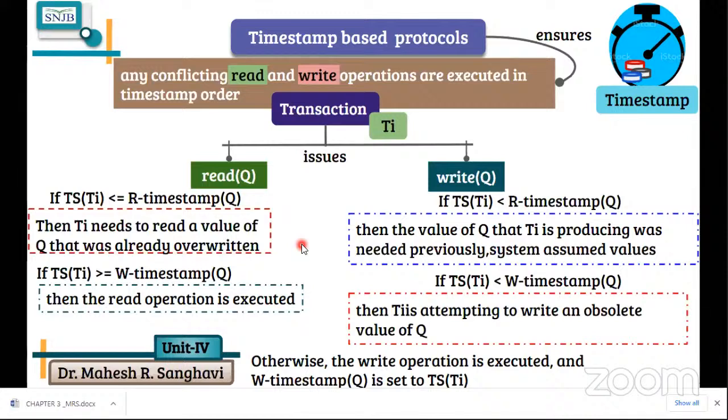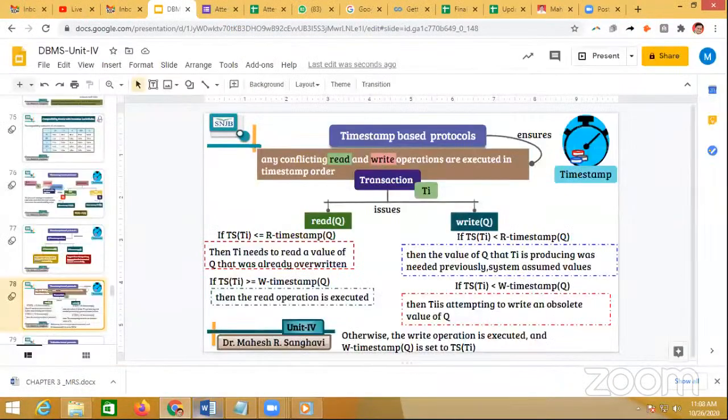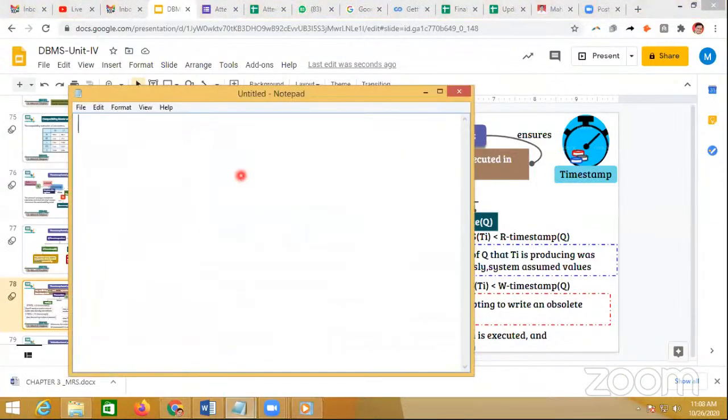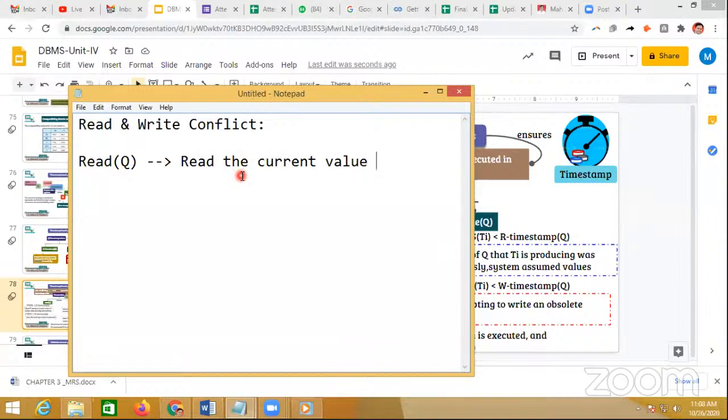In simple language, what is the use of all these conditions? We need to think about the read and write conflict, and only focus on what the read and write conflict is telling us. Read says that when we are reading any value of data item Q, it is expected that it should read the current value. Current value means what? Which is actually there. Now there may be a possibility that before the read, some write operation was performed on Q.